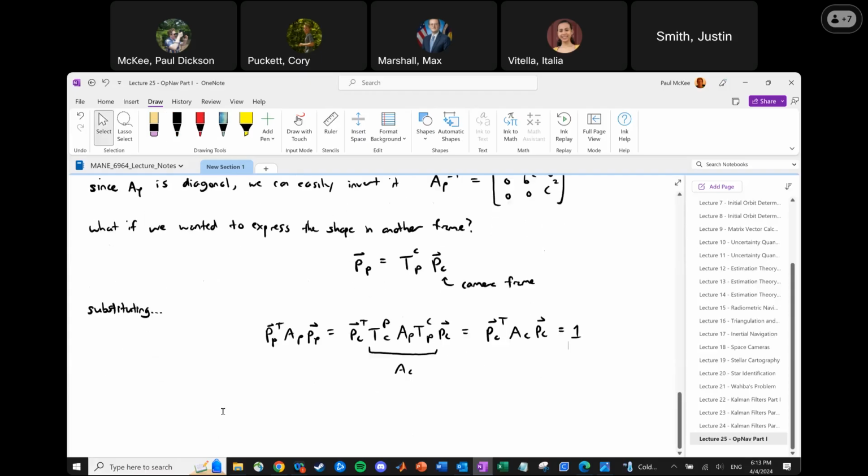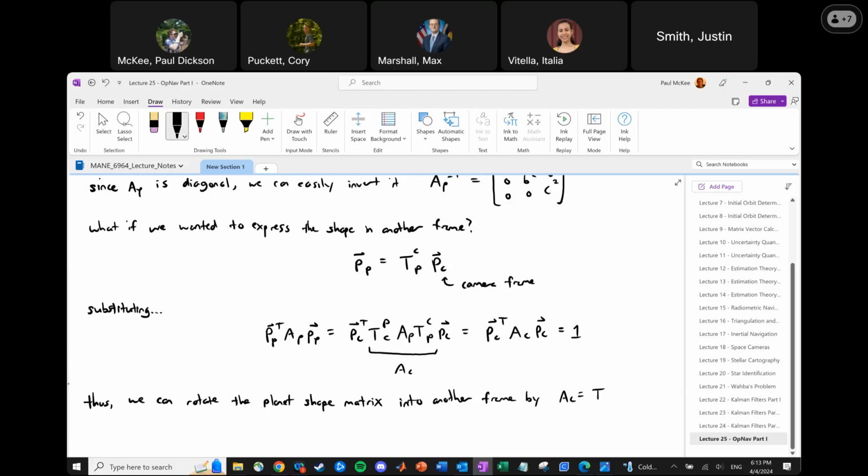So I'll say thus, we can rotate the shape matrix, the planet shape matrix, into another frame by this. And you can think of it as C's on the outside, P's on the inside. That's kind of the way I think about it.